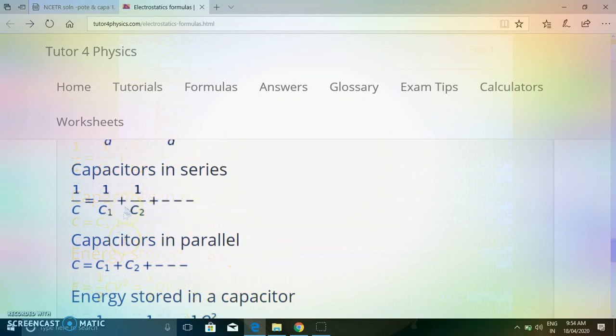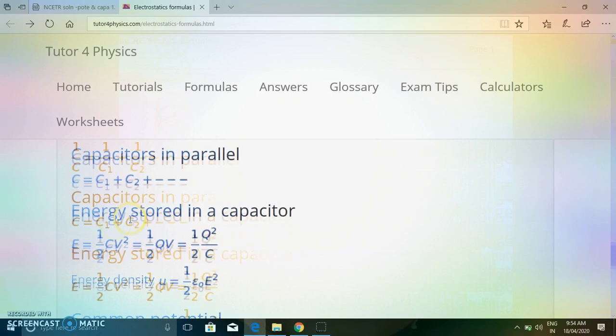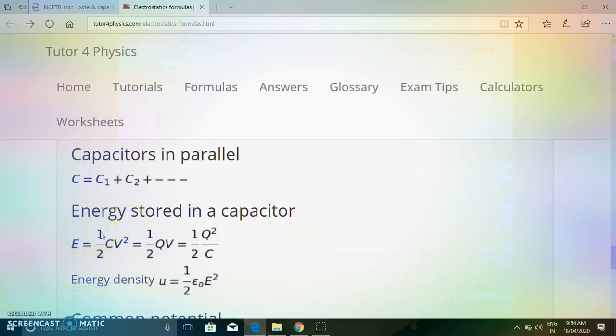So my dear students, capacitance in series and parallel is totally opposite to resistance. If you connect resistances in series, it will be a sum, but in capacitors we have to take the reciprocal. If you connect resistances in parallel, the reciprocal comes, but in terms of capacitors, it will be the sum only.